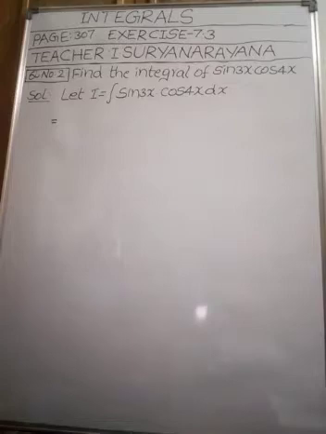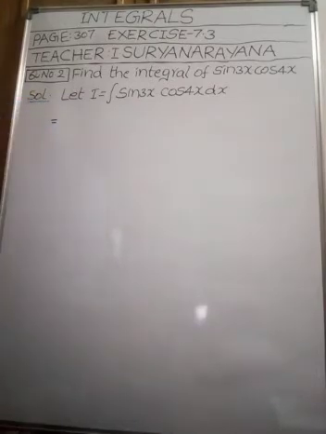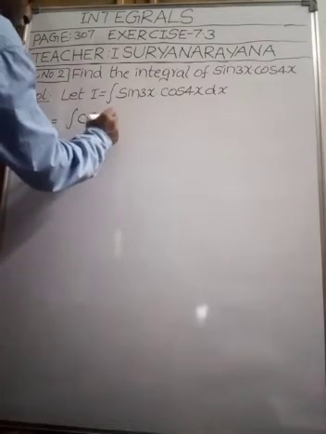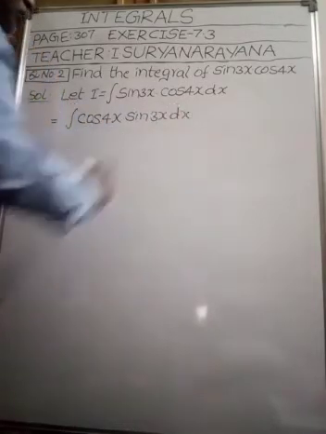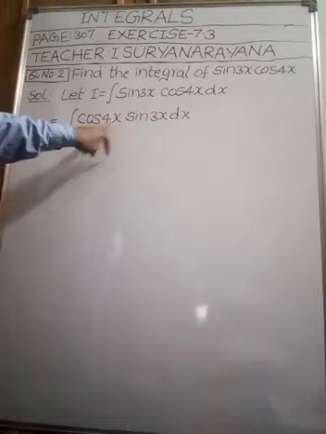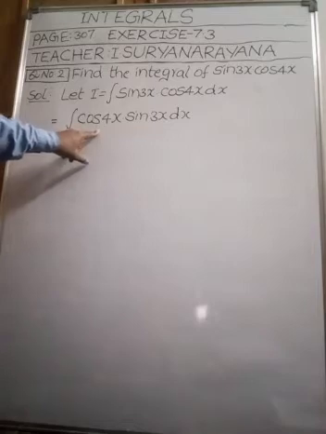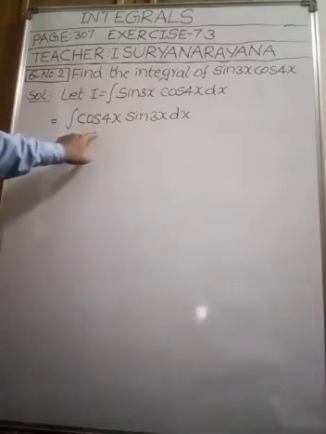Okay, my children? Understood? Right. Now we don't know the formula here, so we use a suitable trigonometric identity. Before that, I will modify this function: integral cos 4x sin 3x dx. I wrote the bigger number first and the smaller number next. Now if you observe, it is in the form of cos A sin B.